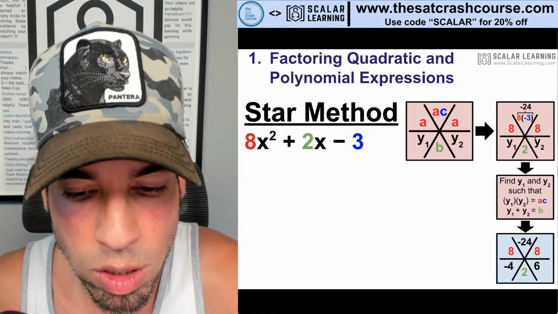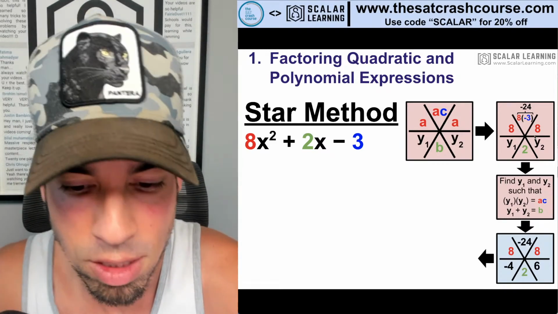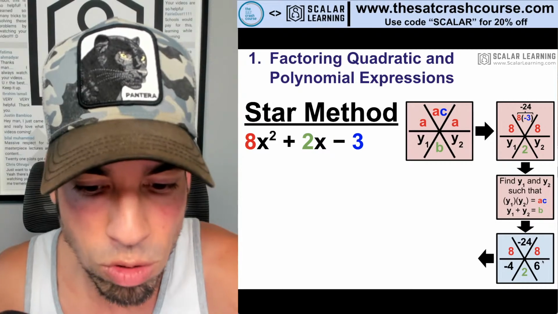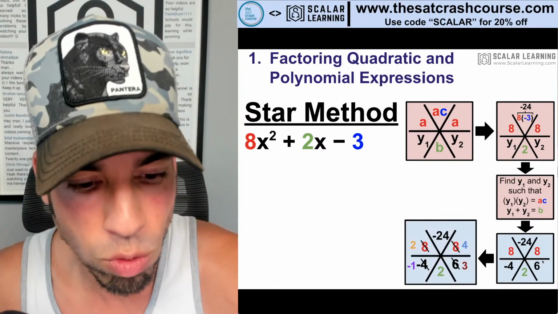Now what we're going to do is we're going to reduce these like fractions, meaning the 8 over -4 and the 8 over 6, right down here. We're going to reduce those just like we would a fraction of 8 over -4, which would reduce to +2 over -1.